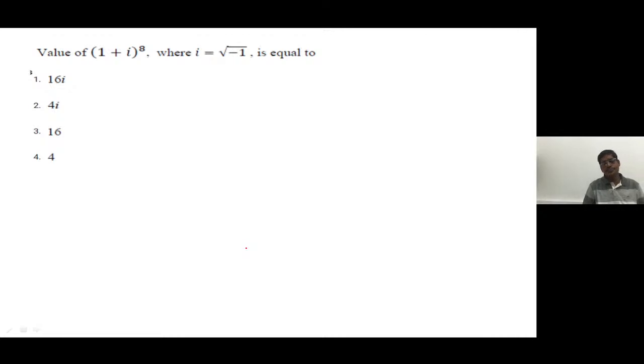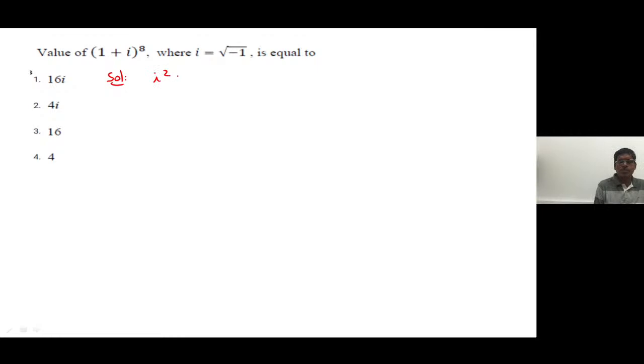The next question. This is complex numbers basics which we studied in 11th or 12th standard, at the end of the trigonometry chapter. The question is, value of (1 plus i) whole to the power 8, where i is equal to square root of minus 1. This is imaginary; the i value is called imaginary. Four options are given. Solution.